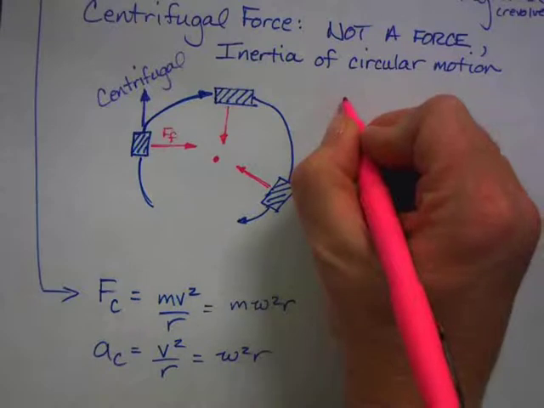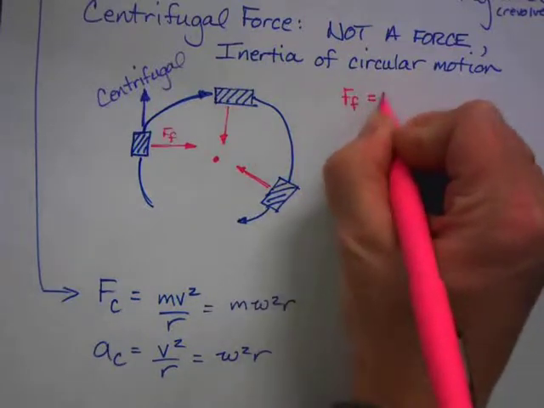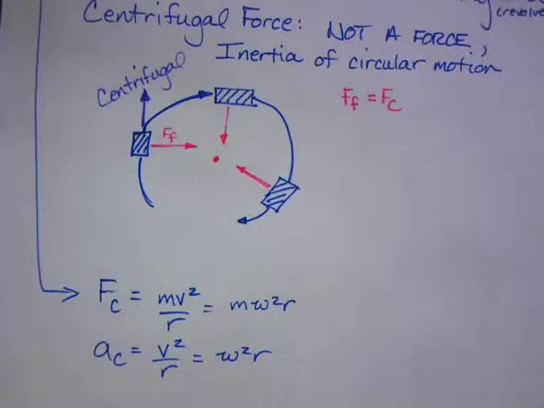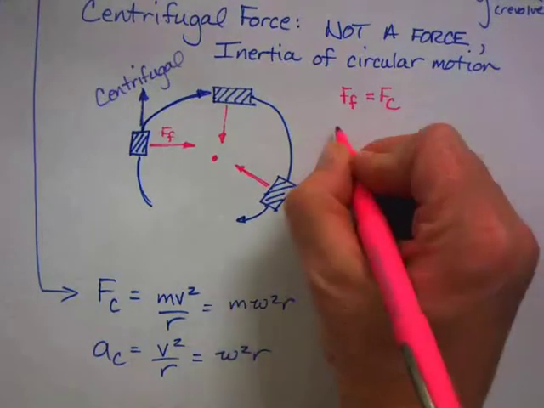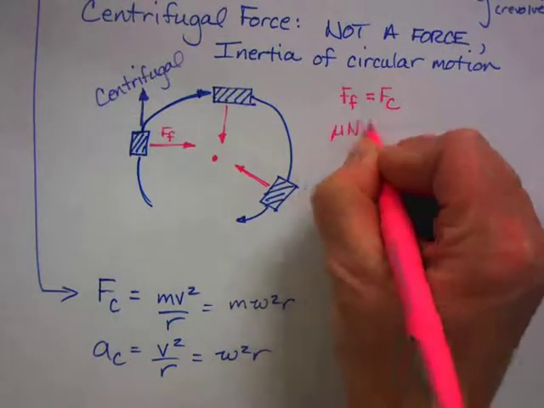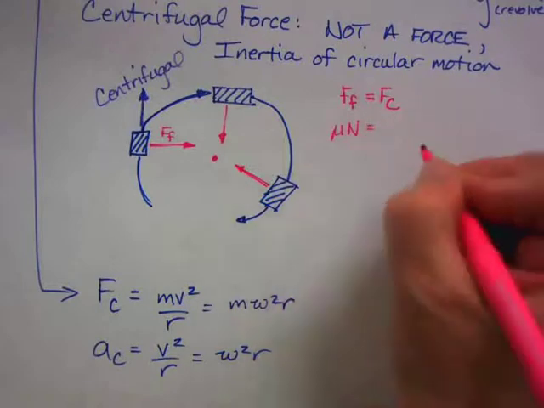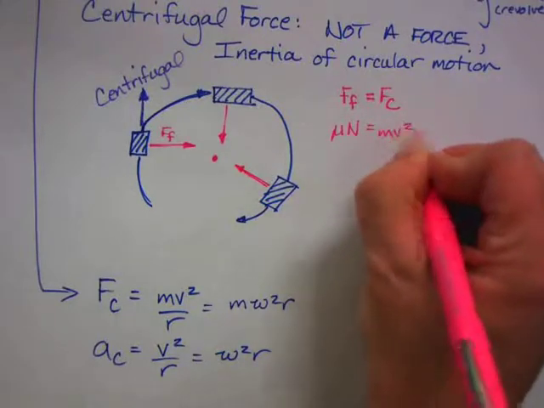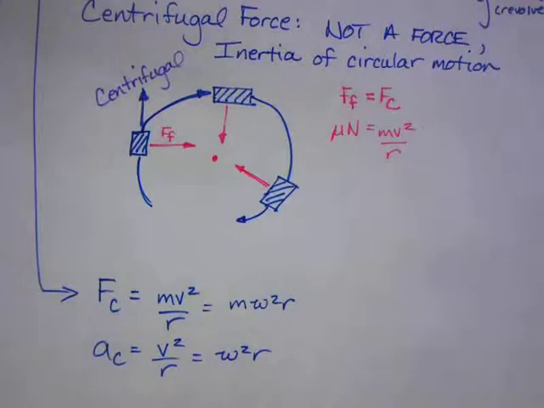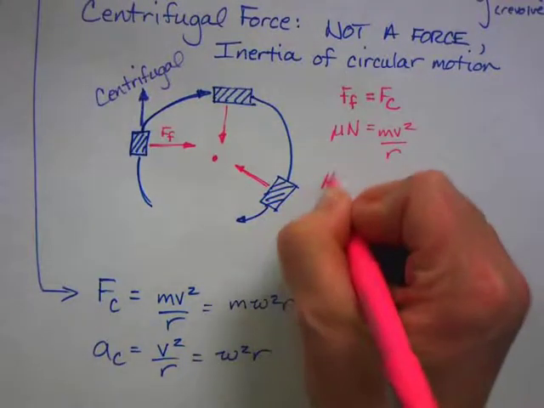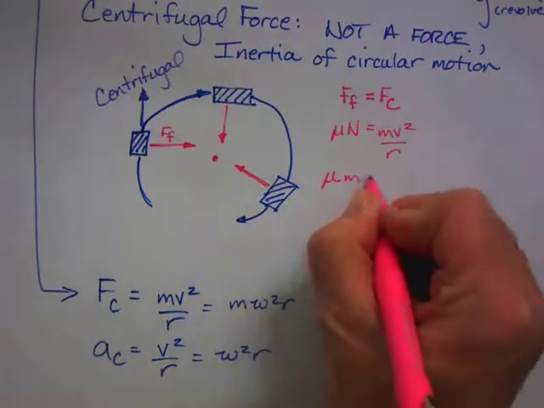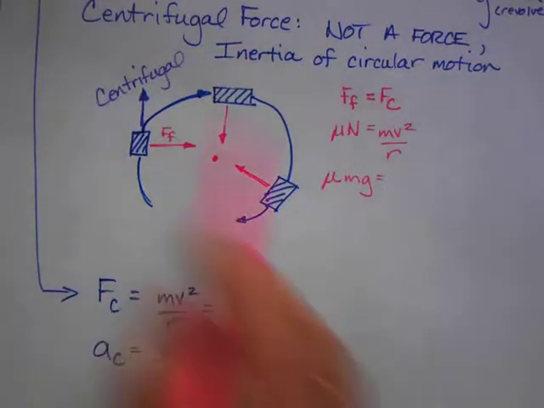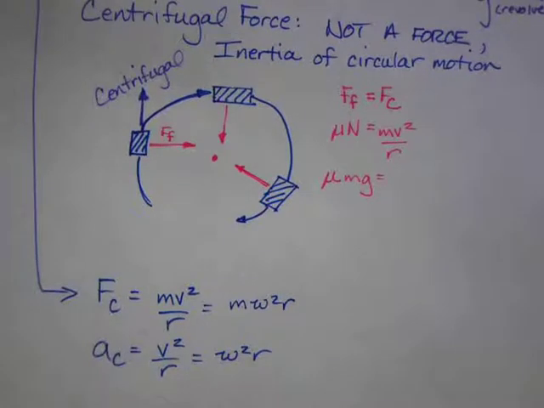All right, so what we're going to do is combine this frictional force with centripetal force. So friction in this case is a centripetal force. And if this is a flat road, it'll just be mu times the normal, right? And that will be equal to mv squared over r. If it's a flat road, what expression do we use to represent the normal force? Mass times gravity. Good, thank you.